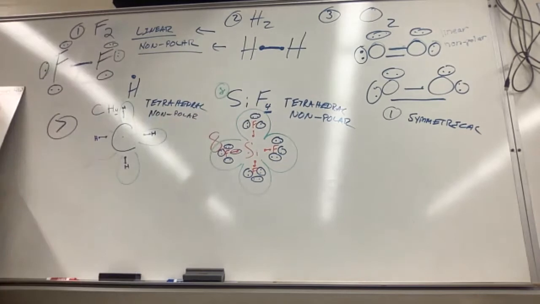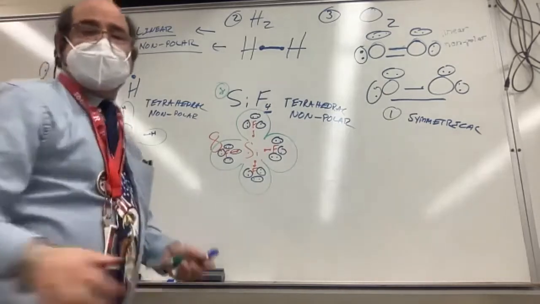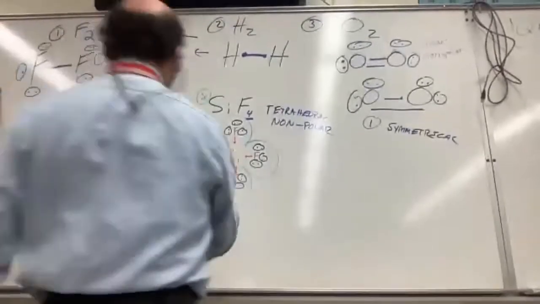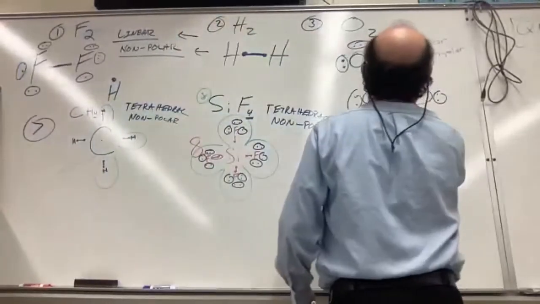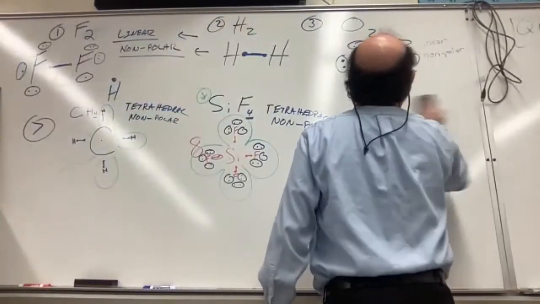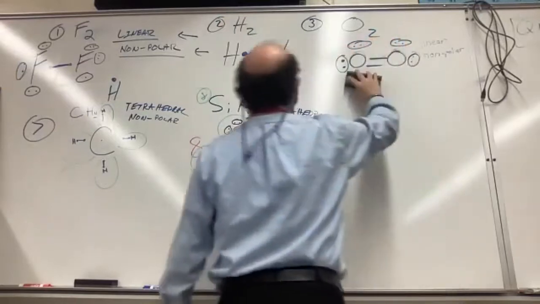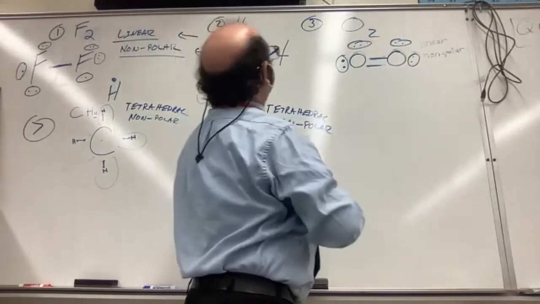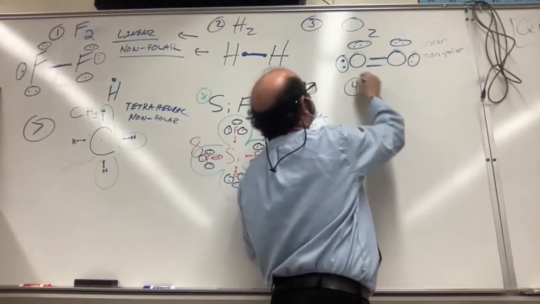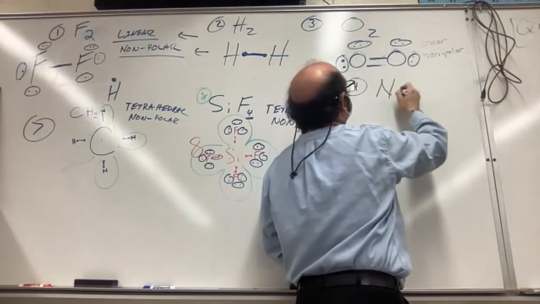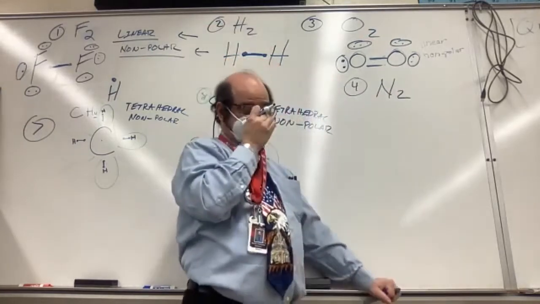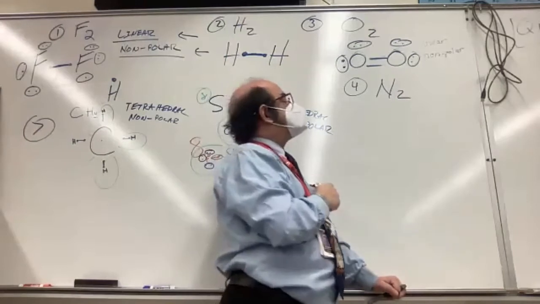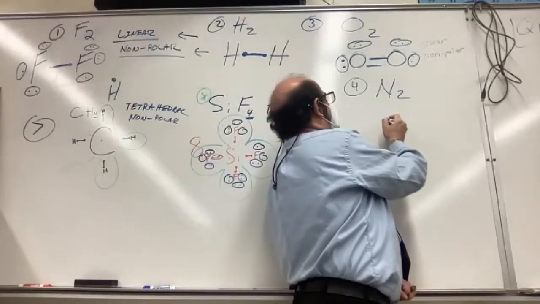Let's hop over and do 4. Let's see, let's hop down here. I'm confused with bouncing around here. Okay, because I want you to see this guy related to these guys. So this is number 4. We have N2. There's 2 N's. So let's draw one of them so we know what we're dealing with.